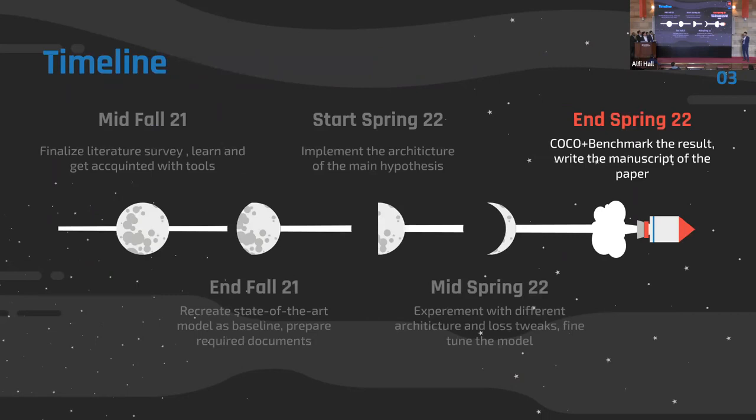Finally, this is the timeline that we have been working on from the beginning. And at the end of the spring, we benchmarked the results, especially with the COCO dataset. We have achieved our empowerment outcome, which is writing the paper manuscript and contributing to the literature.